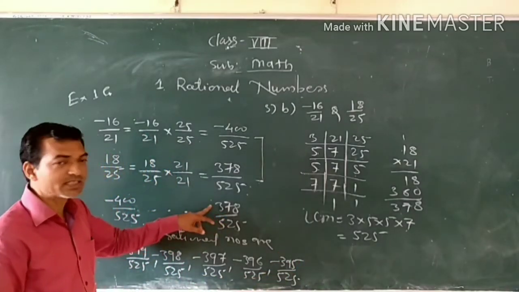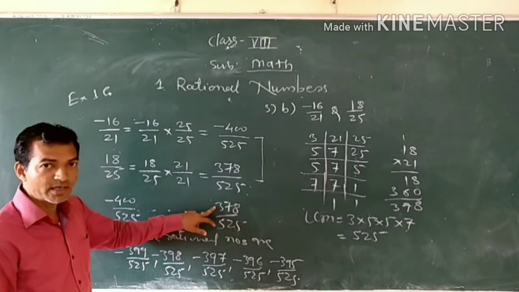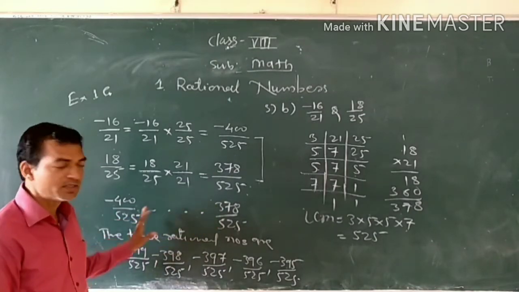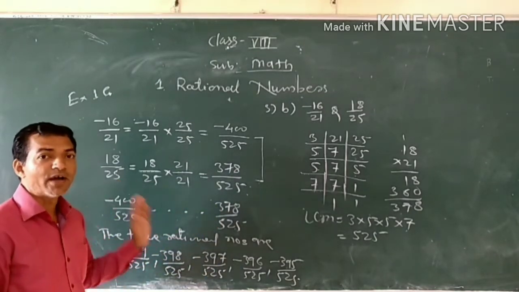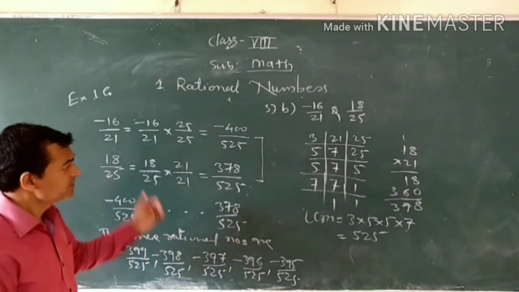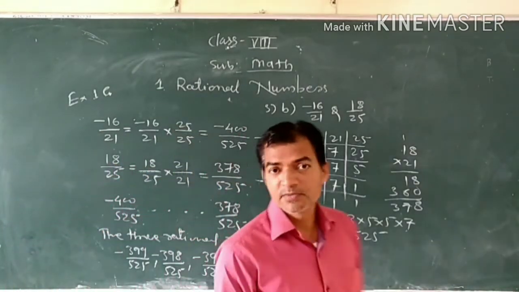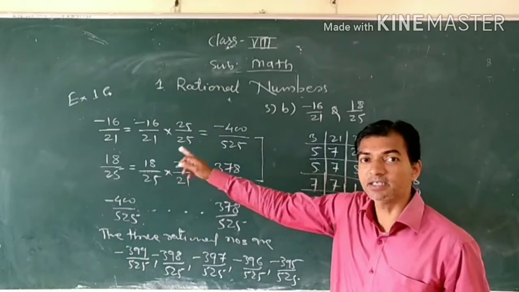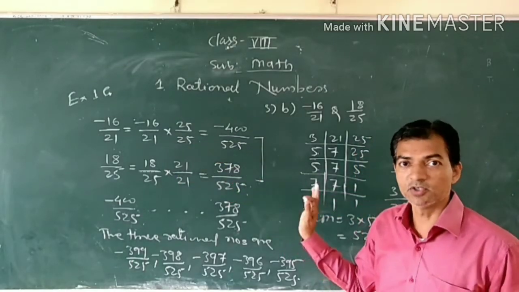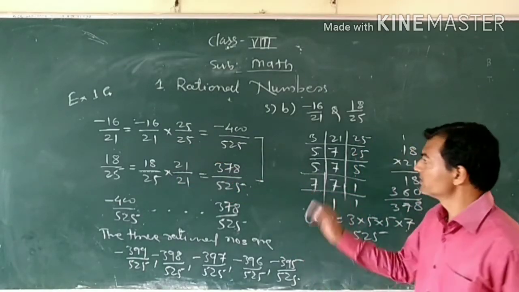You can start from this side also. Okay, you can start from this side also. So in this way you can find the 5 rational numbers. So can you solve the first problem of same question, question number 3rd A, that you have to solve. This is the homework. Okay, so write down this.